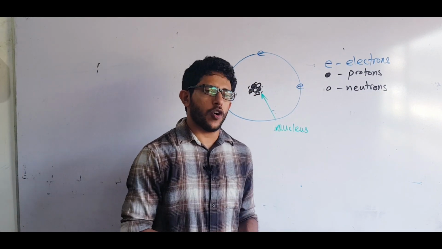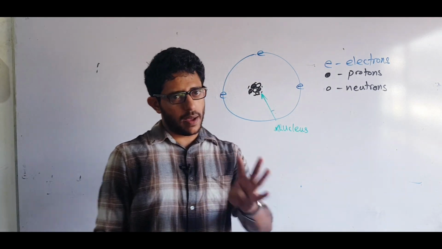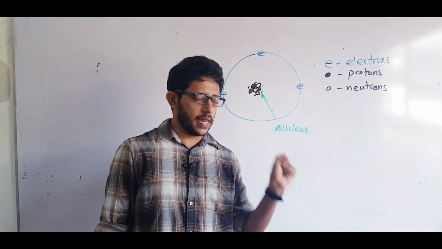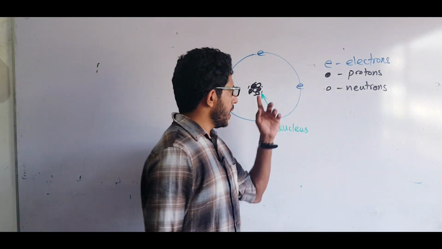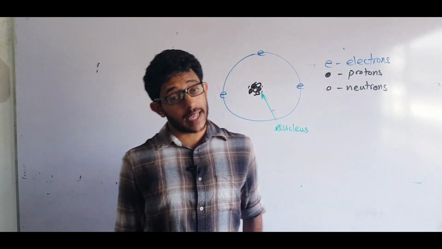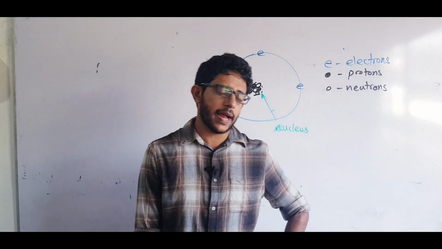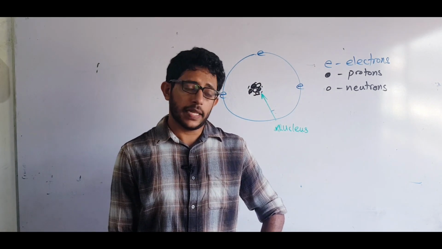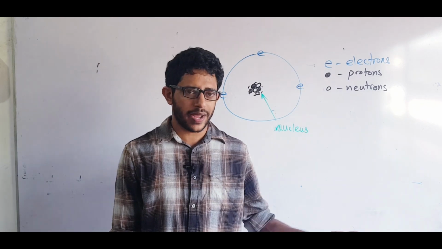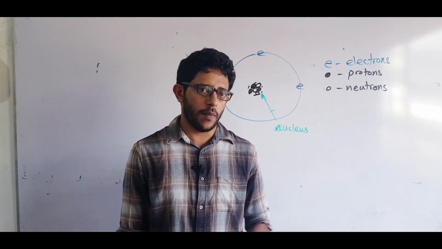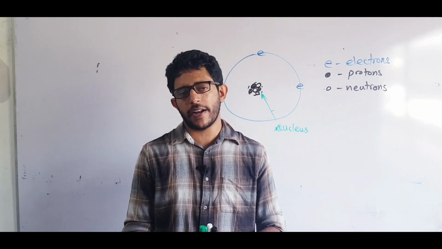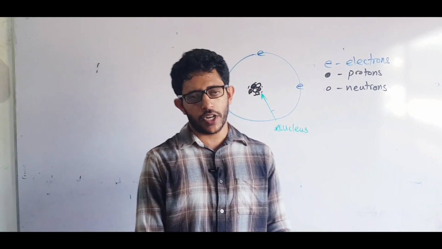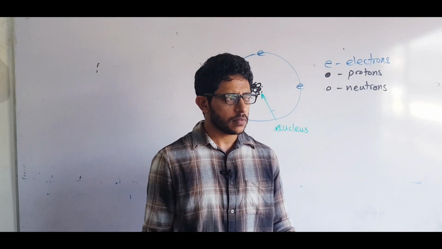So, the number of protons present in an atom is called the atomic number. The number of protons and neutrons present in an atom is called the mass number. The number of protons and electrons are the same for a given neutral atom. They remove electrons to form positive ions, they gain electrons to form negative ions, and the number of electrons they remove or gain depends on their electronic configuration. We will talk about it later.